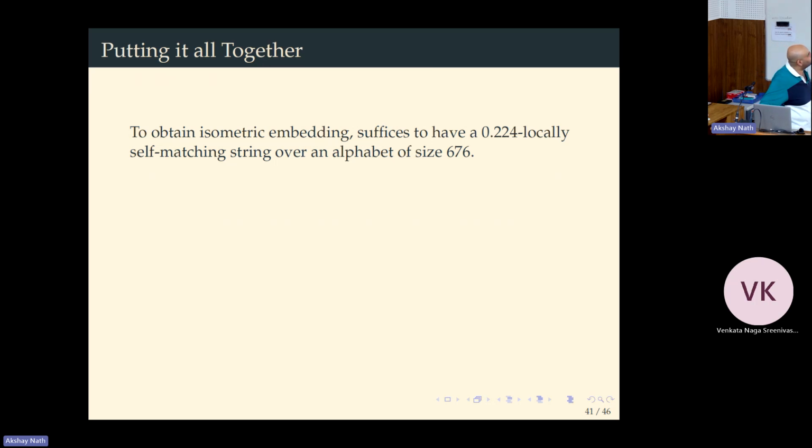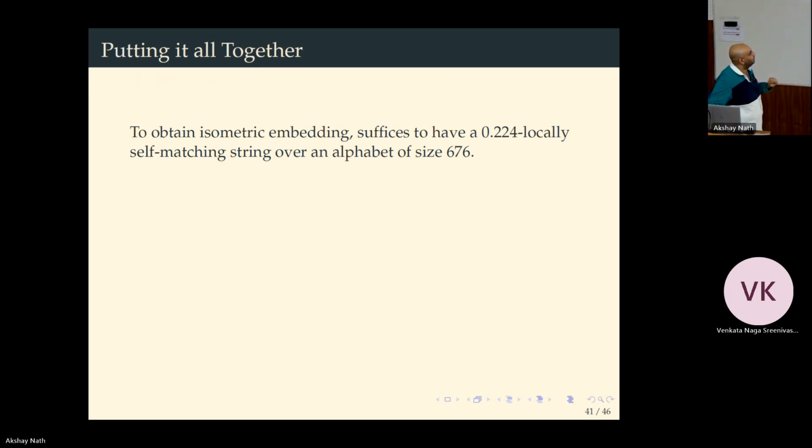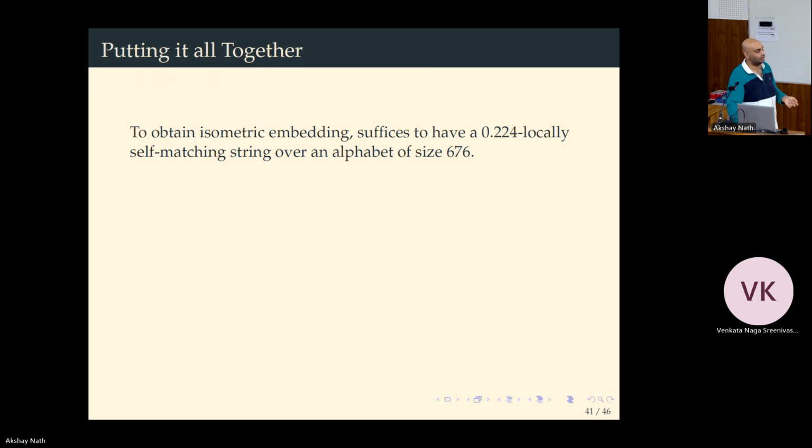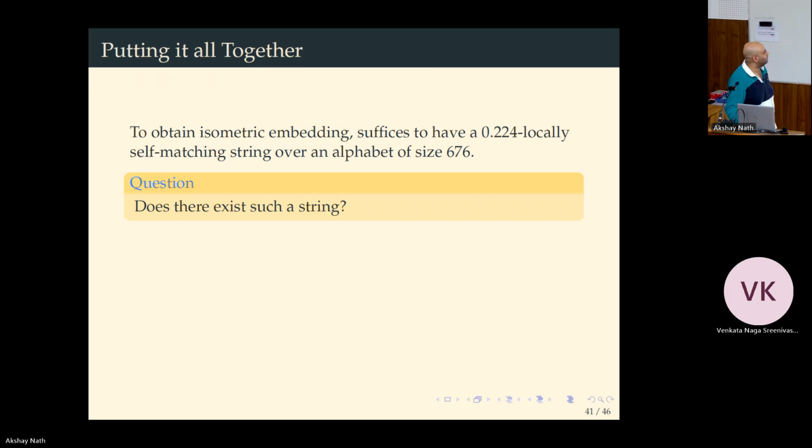So in order to obtain isometric embedding, we want the epsilon parameter to be like 0.224. And you want an alphabet of size 676. That's what we get from these things. You set your alpha, you set your t, and you get an epsilon. And so you want an alphabet to be 676, so you want an epsilon with that value. So now the question is, does there exist this infinite string over alphabet 676?